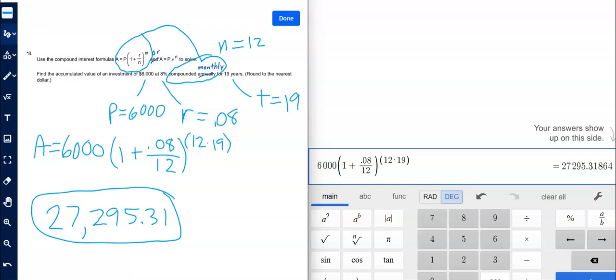Once again, if you decided to round it to 32, you'd be fine. If you decided just it was $27,295 because you rounded to the whole dollar, you'd be fine, as long as you show your work. Show the equation. Don't just throw answers at me and expect me to give you the full credit, because I don't play that game.